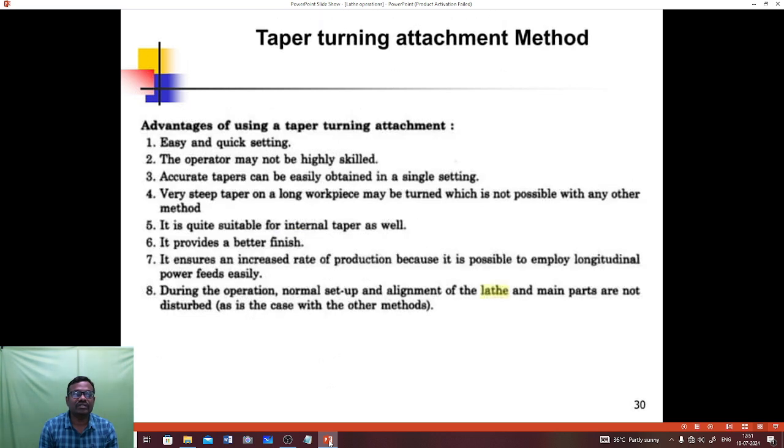Advantages of using taper turning attachment. It is very easy and quick setting. The operator may not be highly skilled. Accurate tapers can be easily obtained in a single setting. Very steep taper on a long workpiece may be turned, which is not possible with any other method.